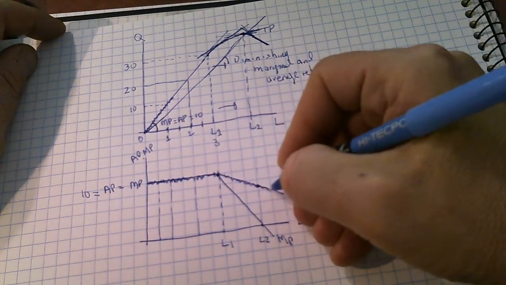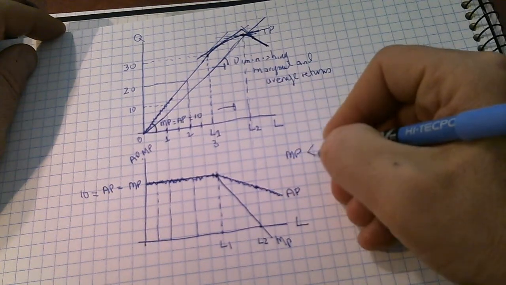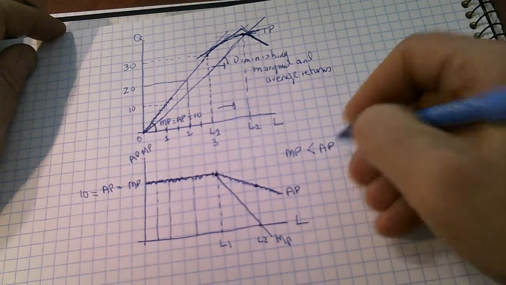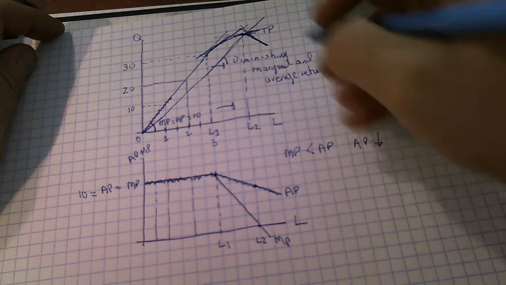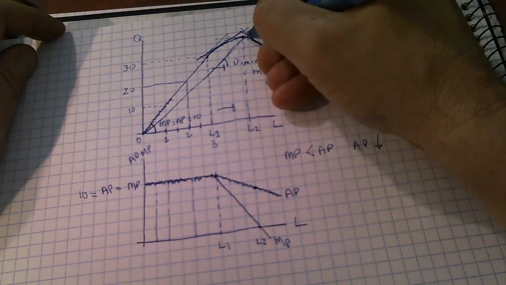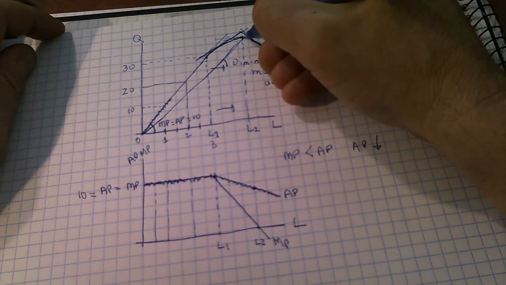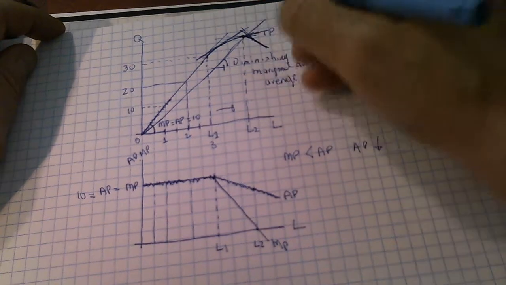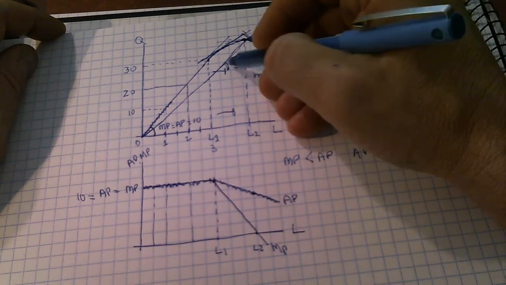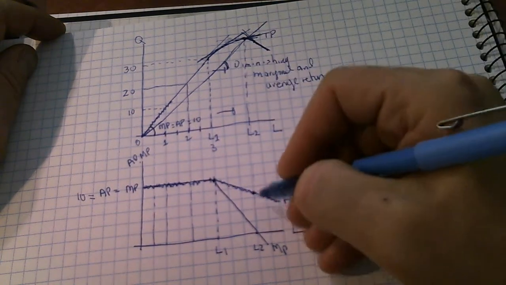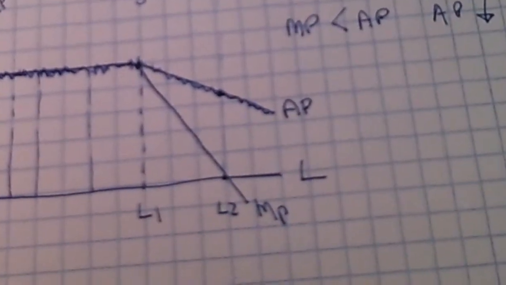The other thing to note is that because the marginal productivity of labor is less than the average productivity of labor, average productivity of labor declines. You can see that average productivity is above marginal productivity. If you look at this particular point, where the slope, the marginal productivity, is zero, average productivity is still positive. That's it, I think that was a short one.